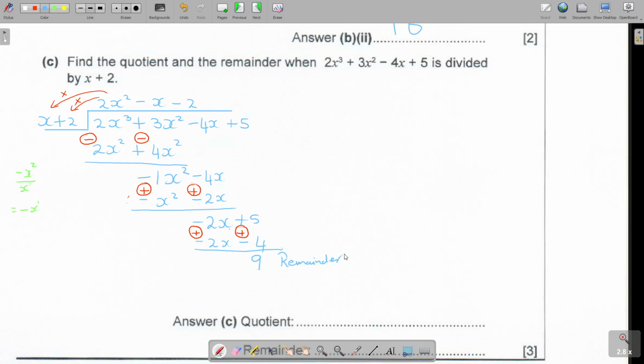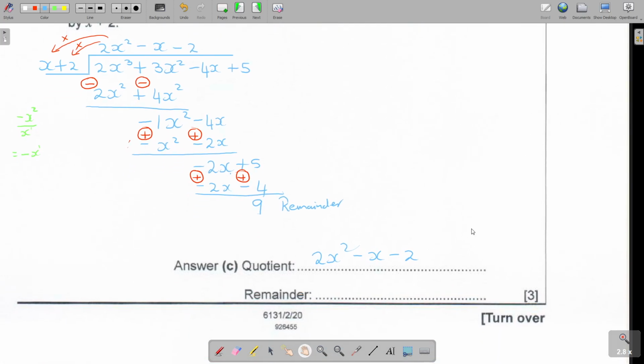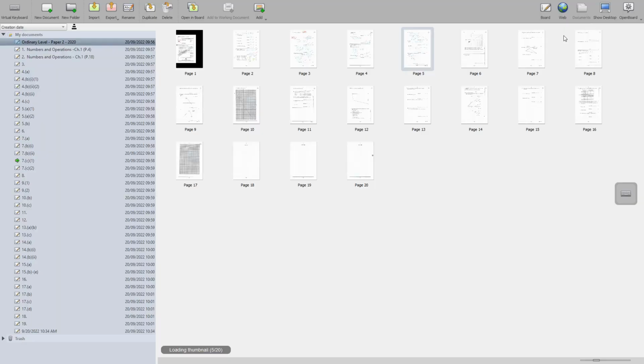And then this is going to be my quotient. So it's 2x squared, that top, minus x minus 2. And that remainder is going to be 9. And that's how I do the long method. I want to take you to the short method. Okay, let's do the short method.